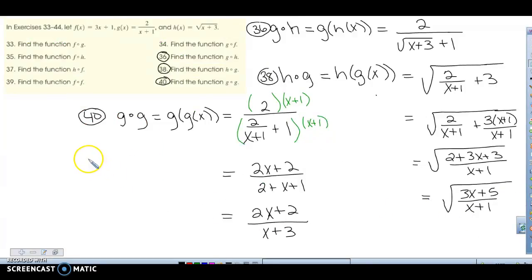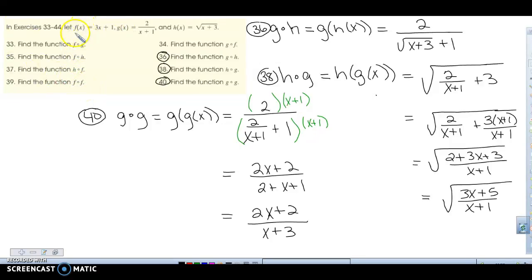Now we're going to take a look at a new operation called composition. The symbol for it is a small open circle. When you see this, it is read as f composed with g. What you are doing with composition is literally plugging one function inside of the other. The first function presented is the outside function. The second one is the inside function.